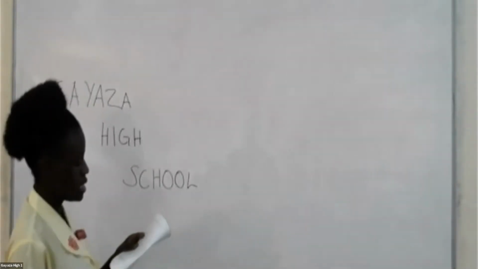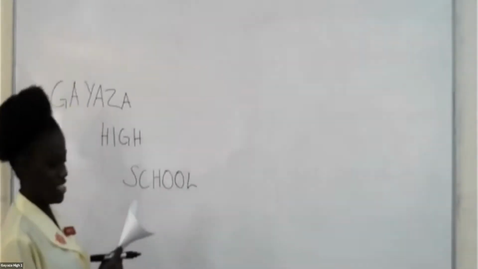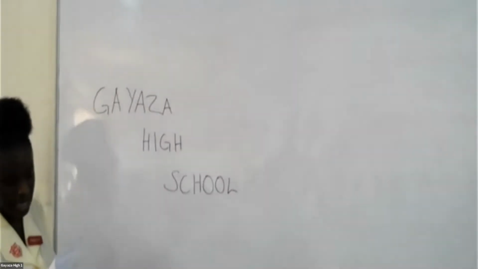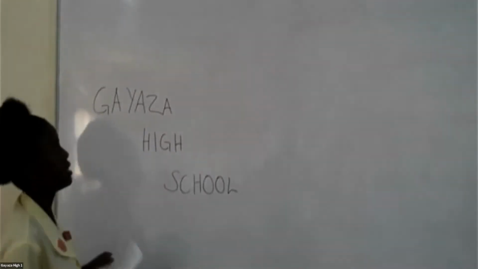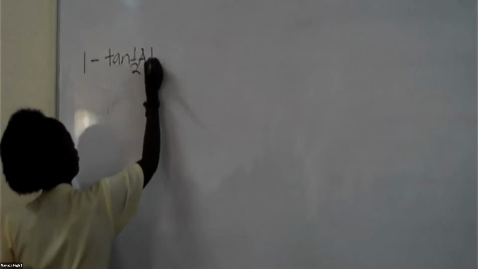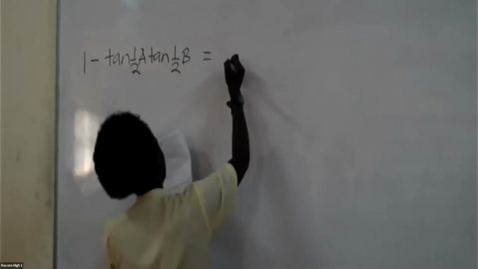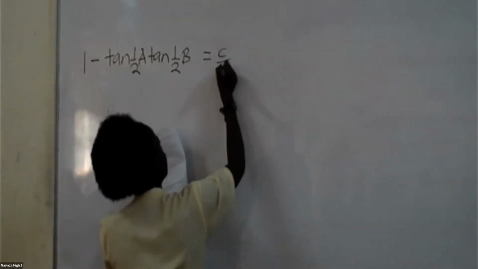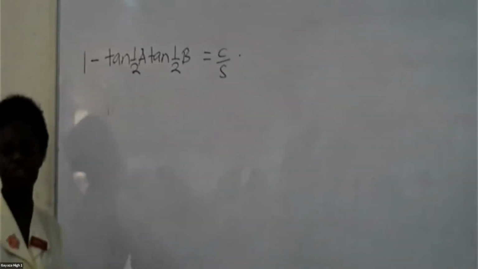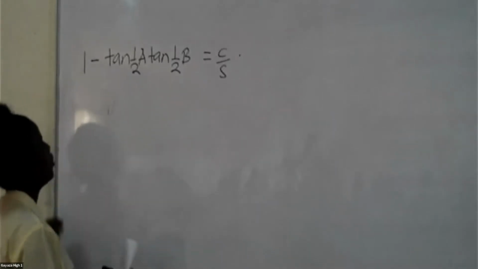So the question says, show that in a triangle ABC, if 2s is equal to a plus b plus c, 1 minus tan a half of A, tan a half of B is equal to c out of s.